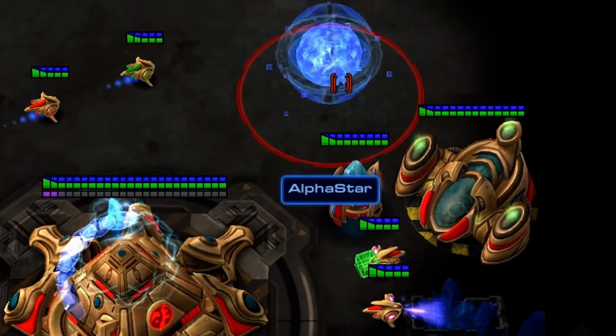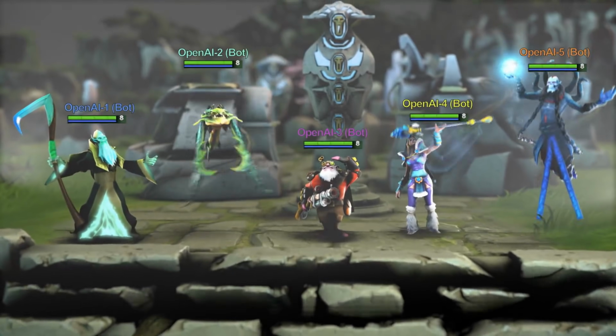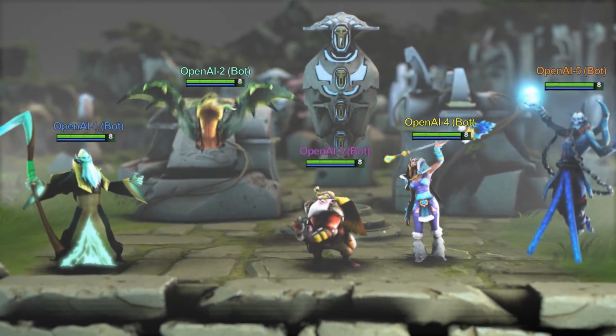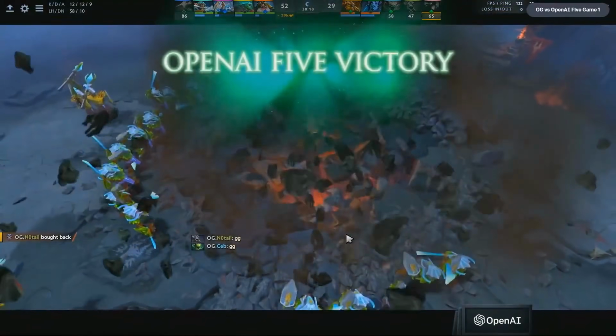DeepMind to play StarCraft 2, and it eventually got so good that it could beat professional StarCraft players. Another example is the AI trained by OpenAI to play Dota, and it also eventually got so good that it could beat professional Dota players.